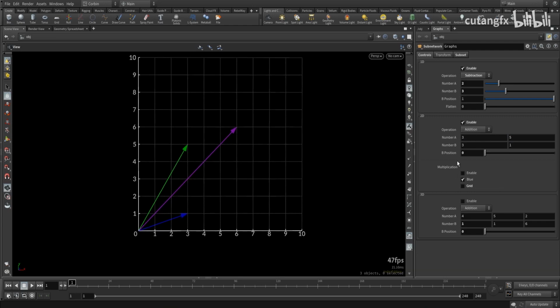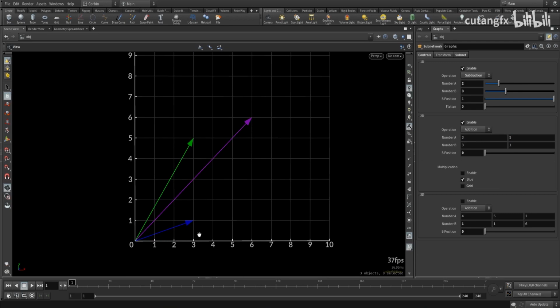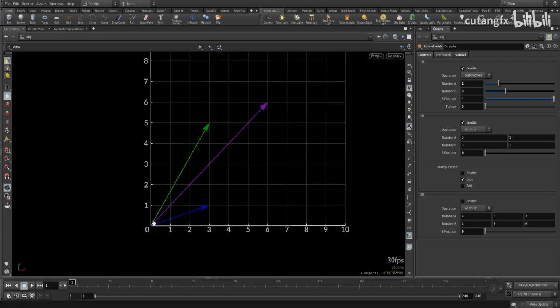Okay, and so ultimately here our number A, which is our green still, it is 3 units along x, so 1, 2, 3, and 5 units along y, 1, 2, 3, 4, 5. Okay, so there we have it. From the origin to that position, that is our green vector. Now, number B, which is our blue one, is 3 units and 1. Okay, 3 on x and 1 on y, 3 by 1. Now, you'll see this is also drawn from the origin.